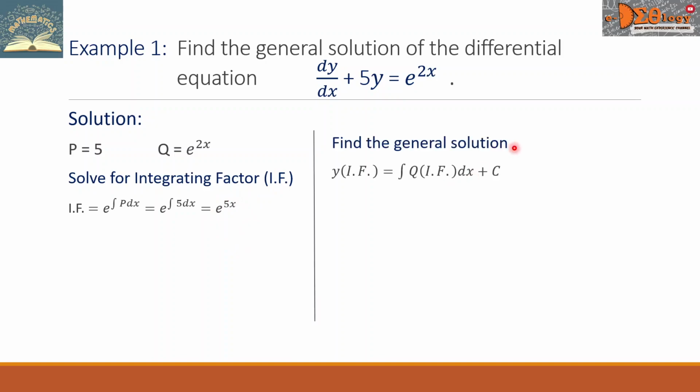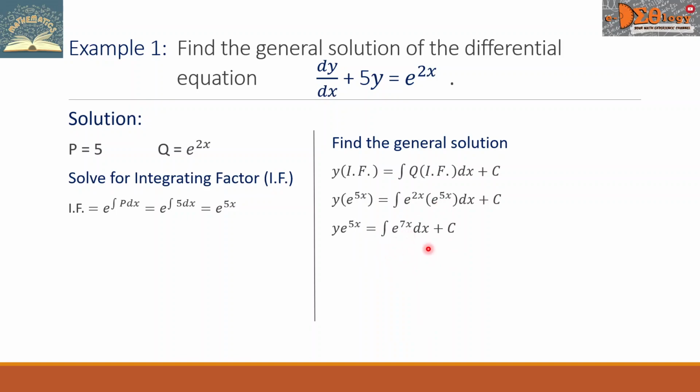Let us find the general solution using this formula. Take note, IF equals e raised to 5x and the Q equals e raised to 2x. So it becomes like this. For the left side, we will just combine this y and the IF value. On the right side, on this integral, we will check for some simplifications. Like you see here, e raised to 2x can be combined with the e raised to 5x. So it becomes e raised to 7x.